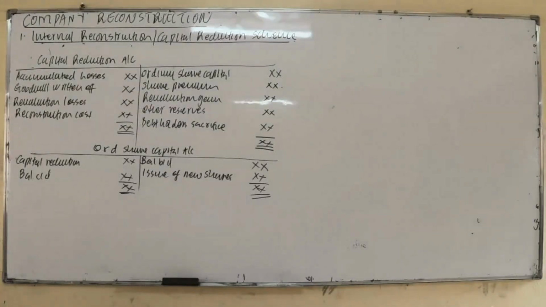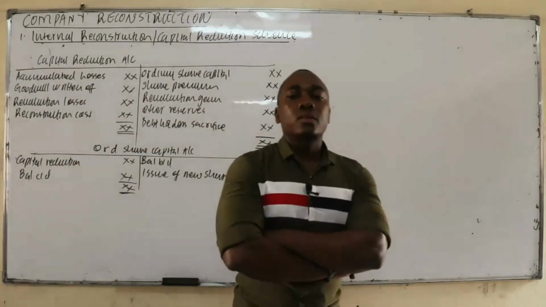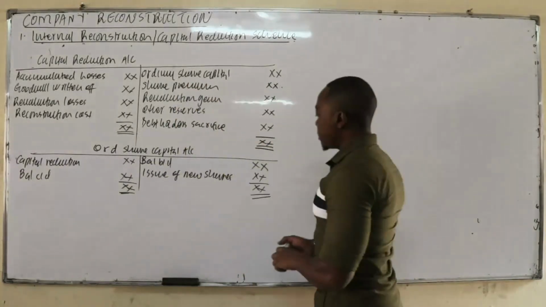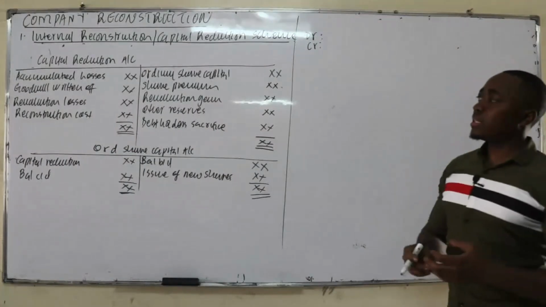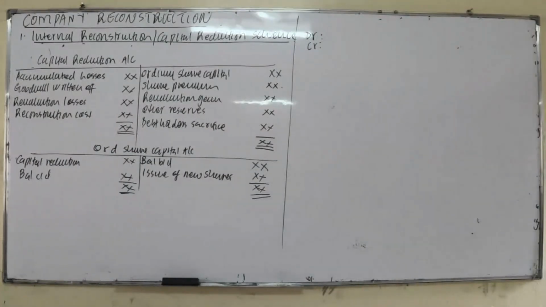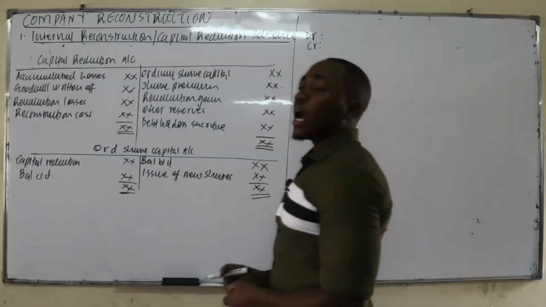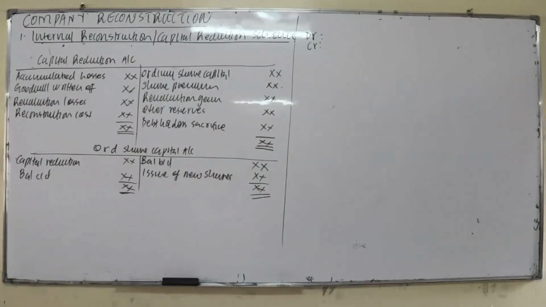Journal entries. Number one, accumulated losses. So what do you debit, what do you credit? You debit capital reduction account. You credit accumulated losses account.